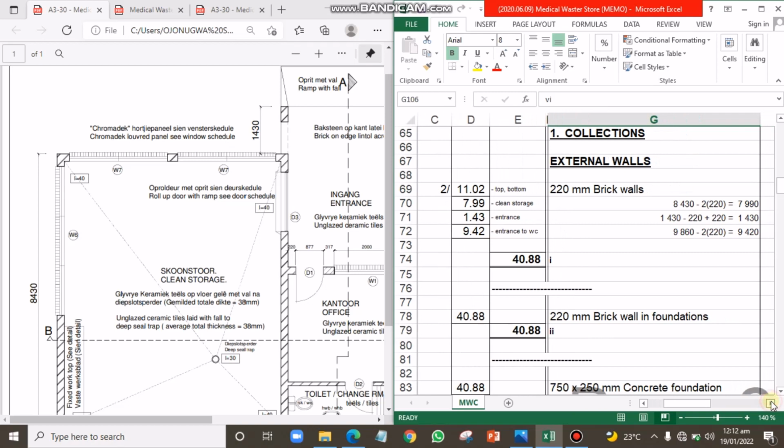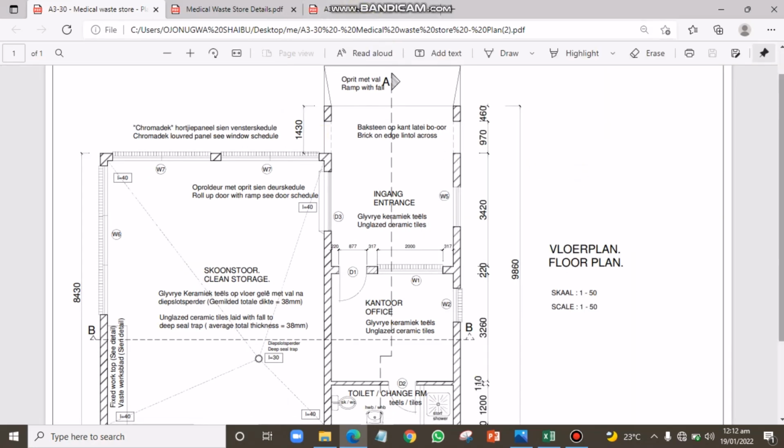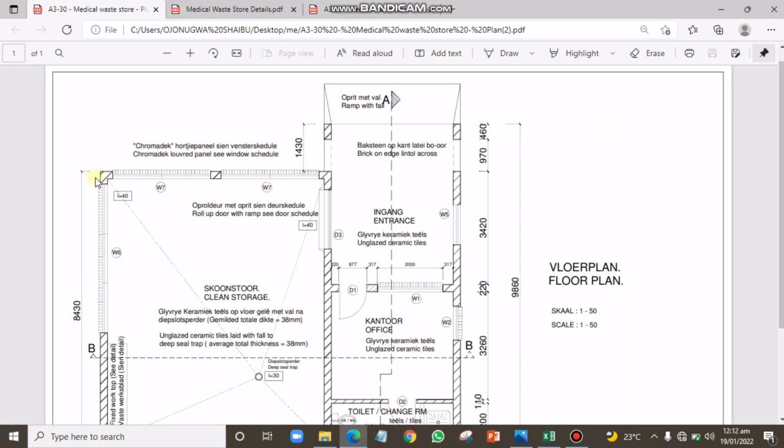Let's start with the external wall. For the external walls, we have 220 brick walls. These are the external walls in this floor plan. Permit me to zoom in so we can see the walls here from this point down to this point, and also we have it down to this point here as well.